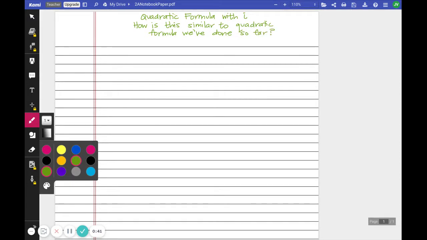Okay, so you're going to see just a quick review. Every quadratic, when it's in standard form, has an ax squared and a bx and a c, and we want to make sure it's equal to 0. We'll talk about that in a second. And we have the quadratic formula. x equals negative b plus or minus the square root of b squared minus 4ac, all over 2a. So there's our quadratic formula.